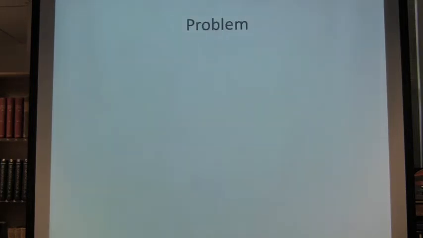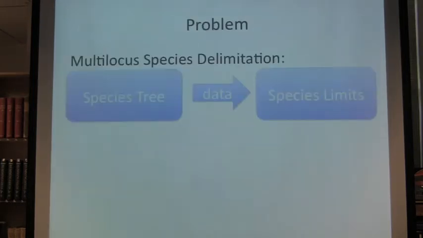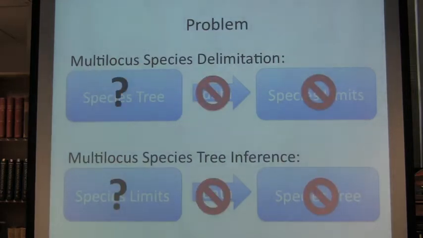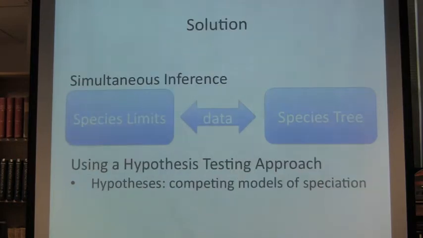So to restate the problem, in order to delimit species using multilocus sequence data, we need to know our species tree, and in order to infer the species tree, we need to know our species limits. So if we don't know either of these, we can't do either of these. The solution that we propose is simultaneous inference of the species tree and the species limits from the multilocus data.